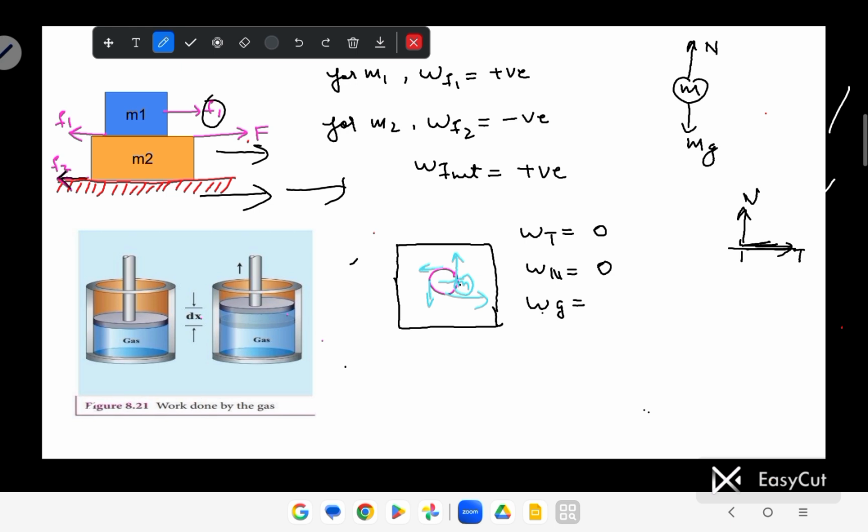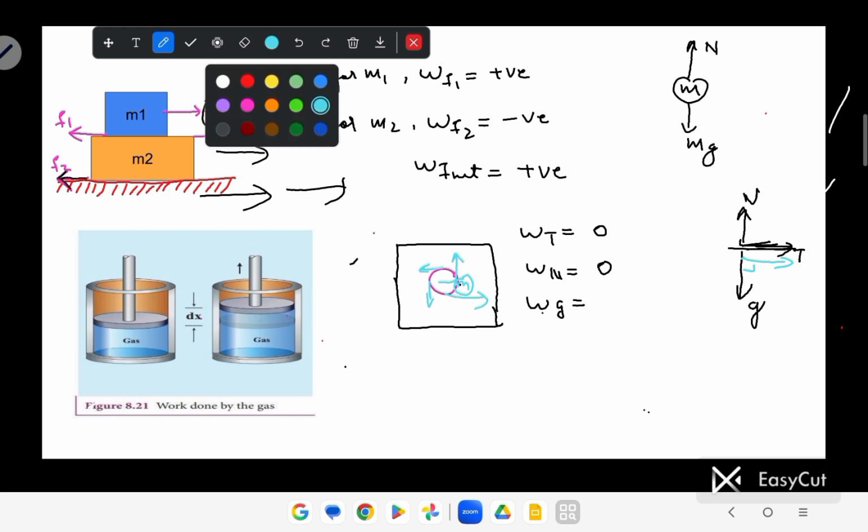For the gravity, you can see the gravity is acting downward, and the displacement again is in this direction. So making an angle again of 90 degrees. So F s cos 90 degrees, the work done would be again what? 0 only. Fine.